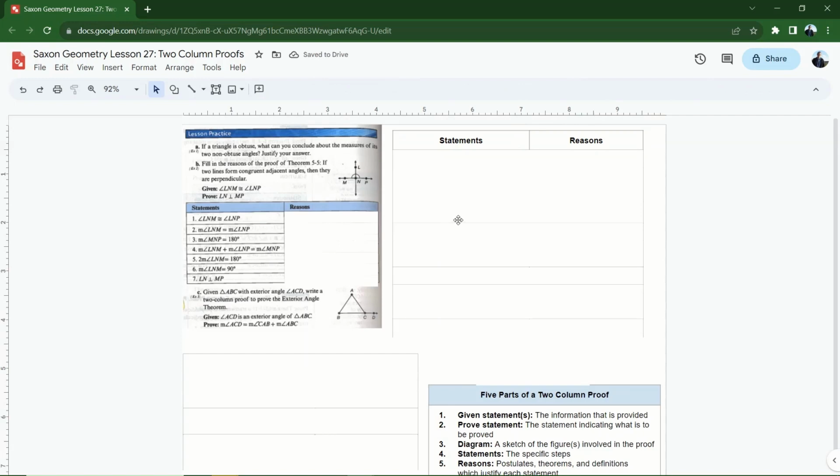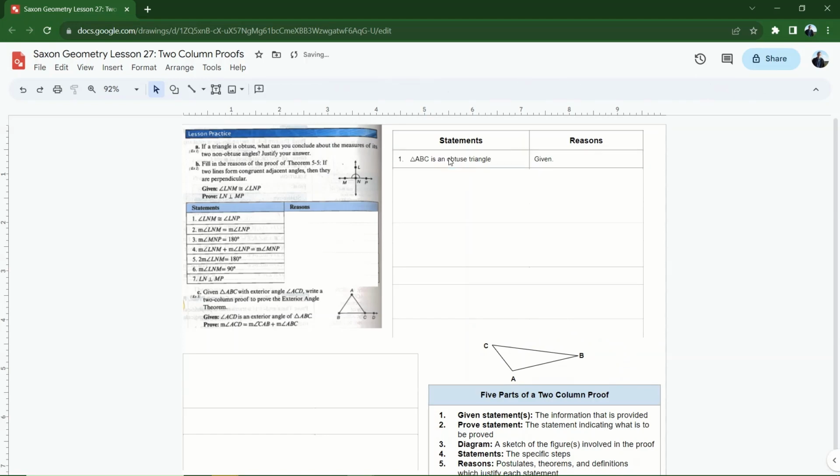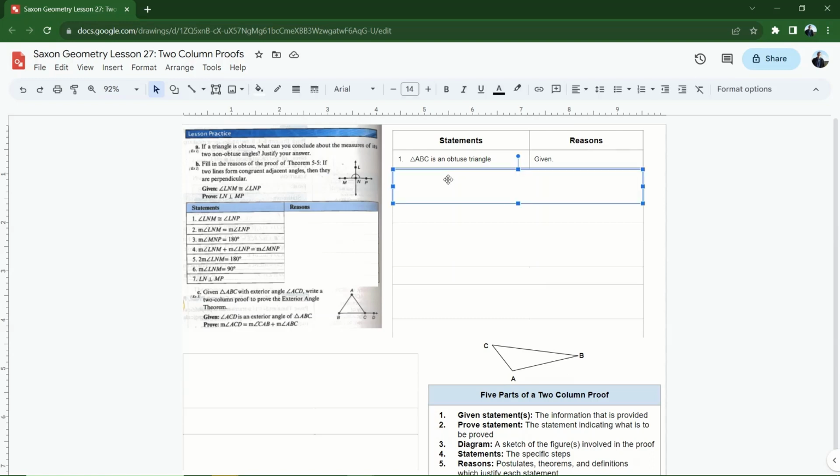I'm going to have statements and reasons, but before we begin, let me draw a picture, a diagram of an obtuse triangle ABC. This is going to be the triangle that I refer to. Notice I put my obtuse angle at A, and I'm going to refer to this triangle throughout our proof. So my first statement is going to be the given statement. You're always going to start off with a statement of one given or multiple givens, depending on what you're given in the problem. ABC is an obtuse triangle.